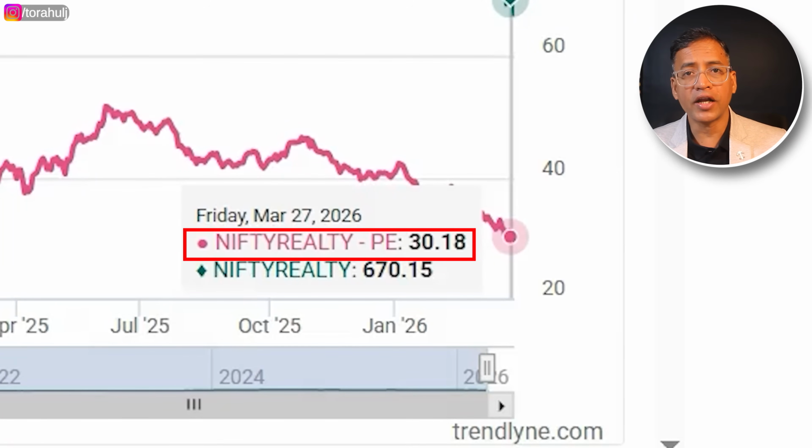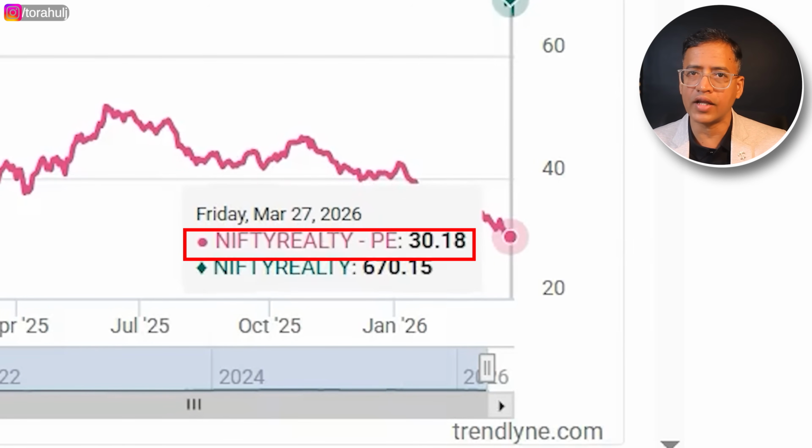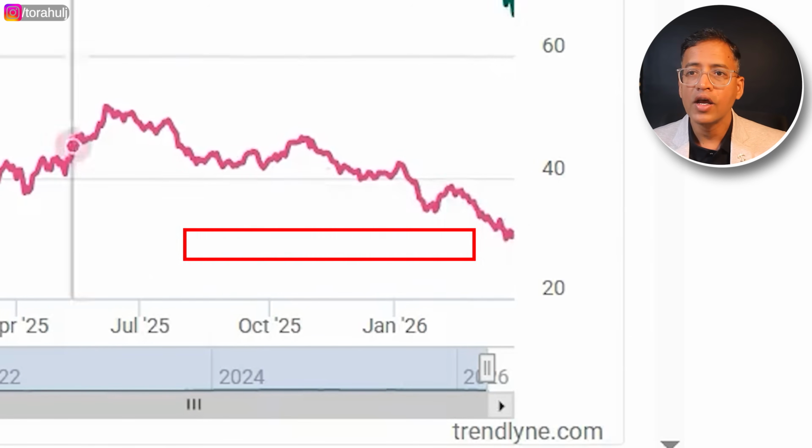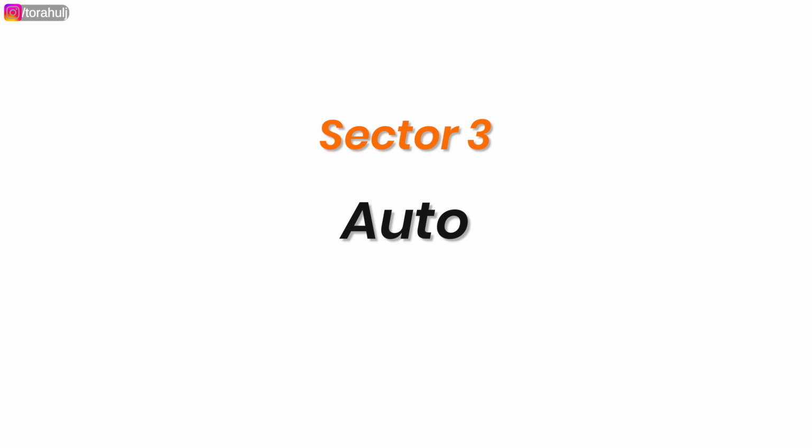But would it be a bottom right now? I wouldn't say that it's a bottom, but from a valuation perspective, it looks attractive. It's not that it has gone to crazy valuations. The third sector that you can go and explore is the auto sector.